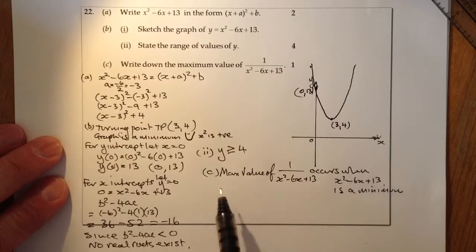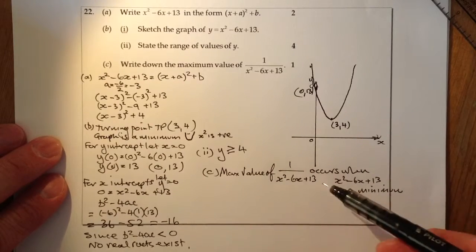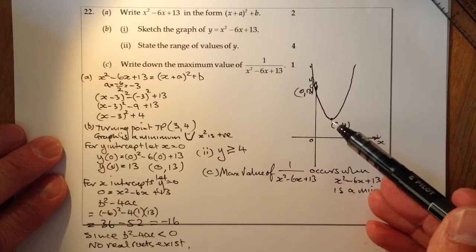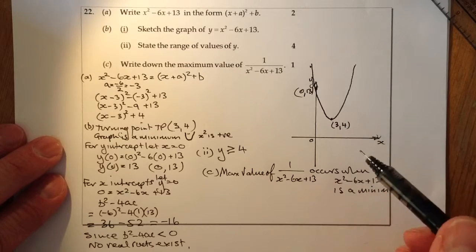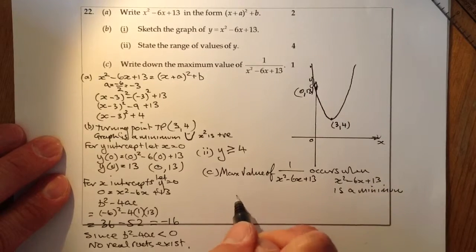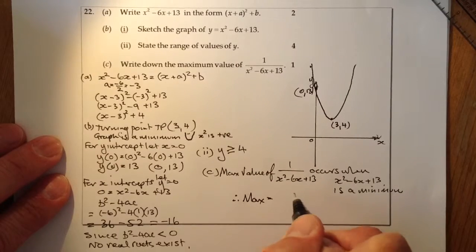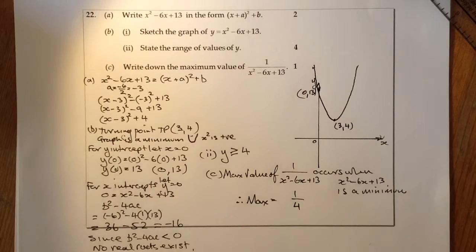Okay, so quite simply all I'm going to do is look at the minimum value of x squared minus 6x plus 13, which is going to be 4. Okay, so that's the lowest point that it gets to. So what I can say is, therefore, the maximum is going to be equal to 1 all over 4. And that's the final answer for that question there.